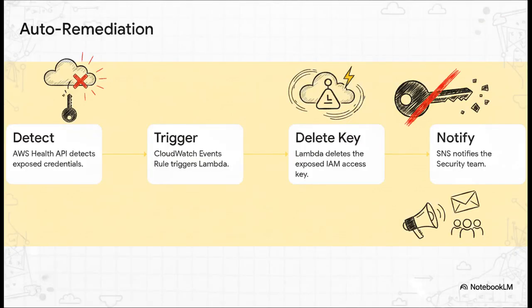Okay, here's a super cool auto-remediation flow. Say a developer accidentally pushes an AWS access key to a public GitHub repo. How does AWS handle this? This is cloud governance at its finest.